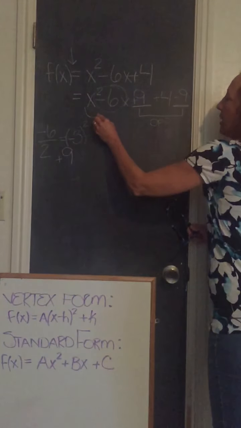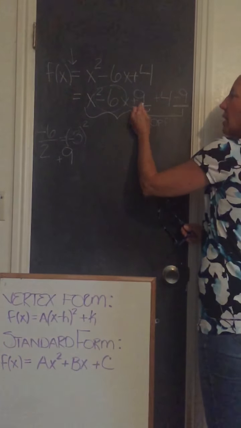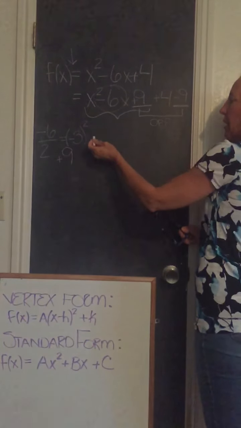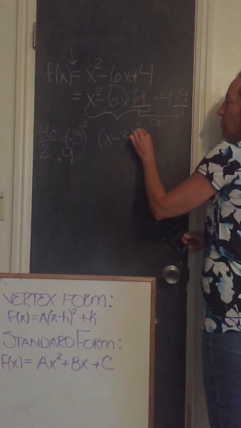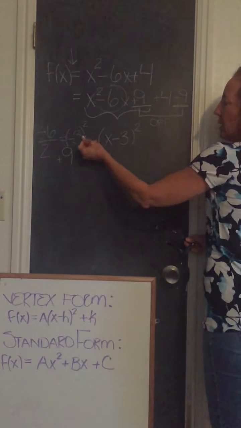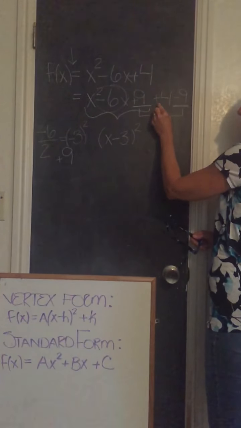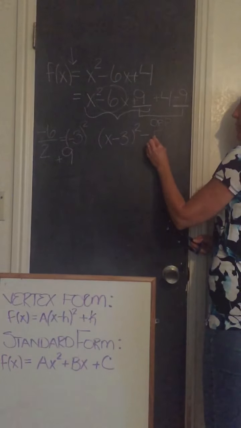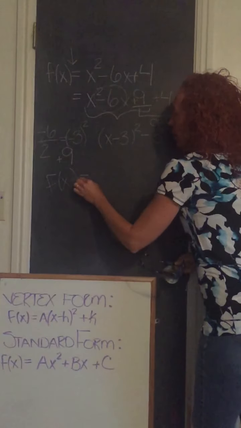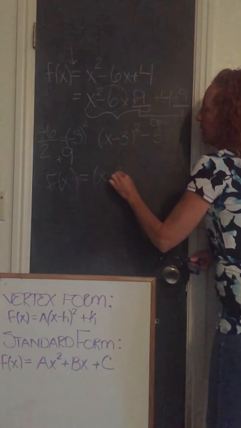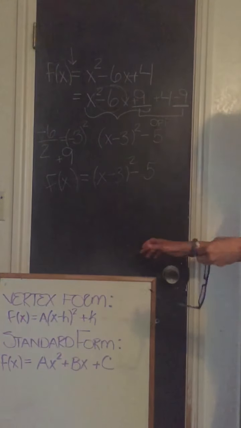This can be factored. X squared minus 6x plus 9: two numbers that multiply to 9 and add up to -6, so x minus 3 quantity squared. Remember, this number is always that number. That's another way to look at it. You have a +4, you have a -9, so -5. Let me rewrite it and we're done. F of x equals x minus 3 squared minus 5.